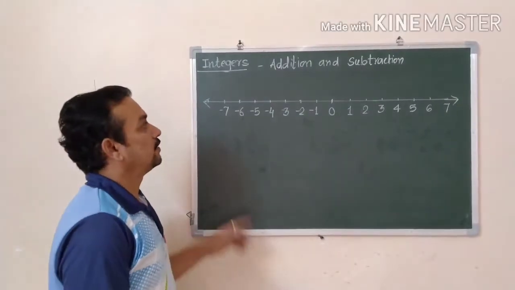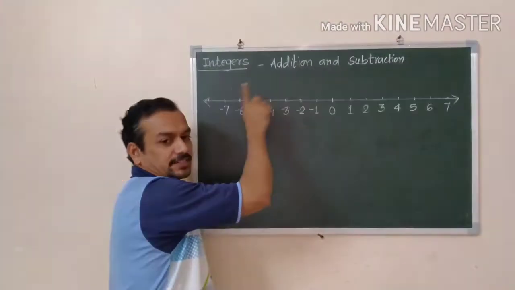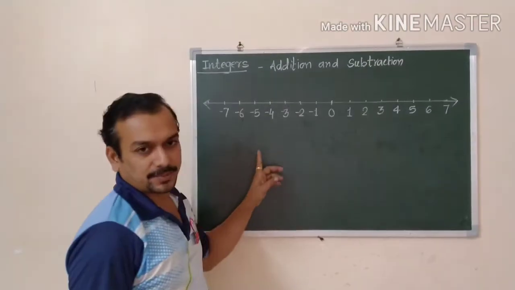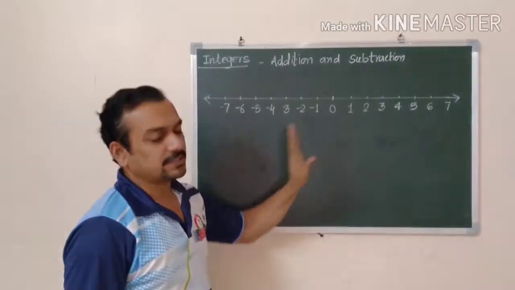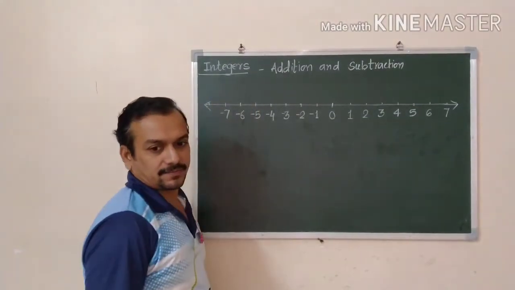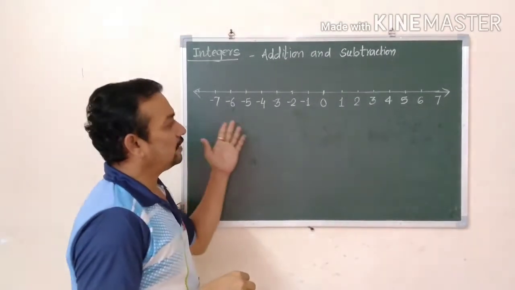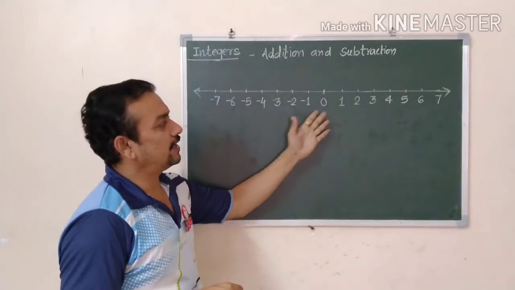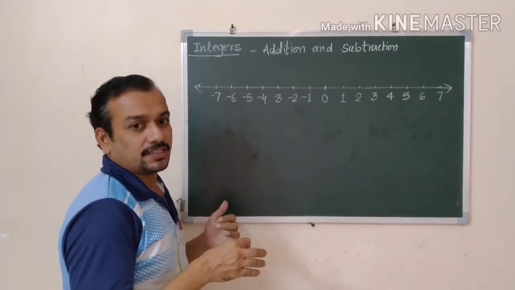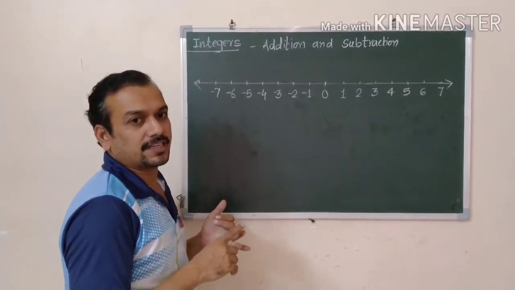Good morning students. Today we are going to learn about the addition and subtraction of integers. I will explain the addition and the subtraction of integers with the help of this number line. We know integers. Integers are a group of numbers which includes all the negative numbers, 0 and all the positive numbers. We know the different groups of numbers: natural numbers, then whole numbers, then integers.